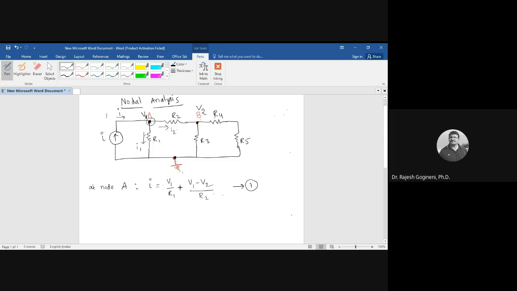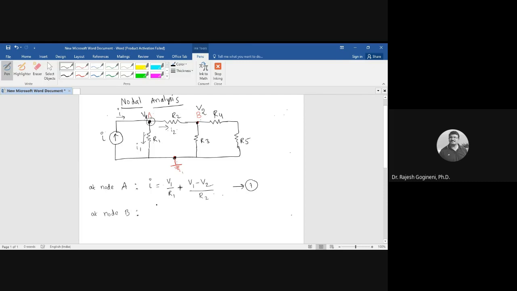And if you see the node A, there are three currents. I is entering from the source, I1 flowing through R1, I2 flowing through R2. So already we assumed the voltage at node A is V1, voltage at node B is V2. So entering current I is equal to leaving currents I1 plus I2. So in terms of node voltages, we have written I1 as V1 by R1, I2 is V1 minus V2 by R2, right? So now apply KCL again at node B.